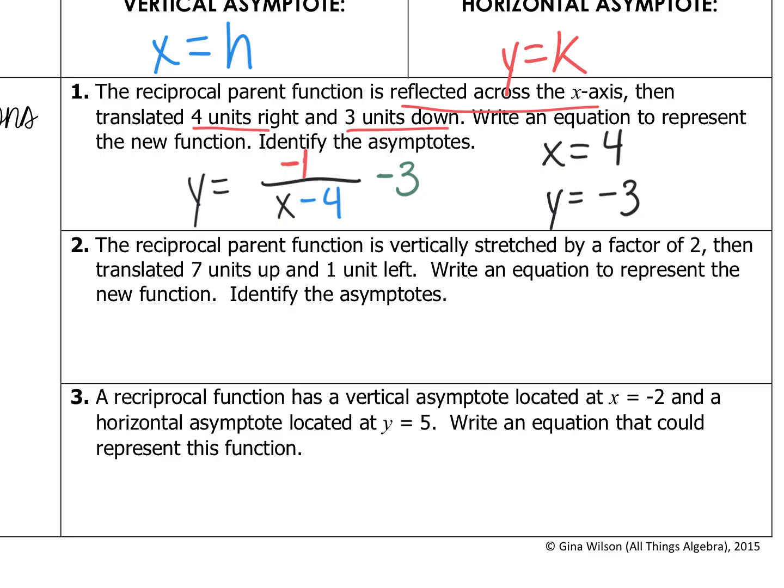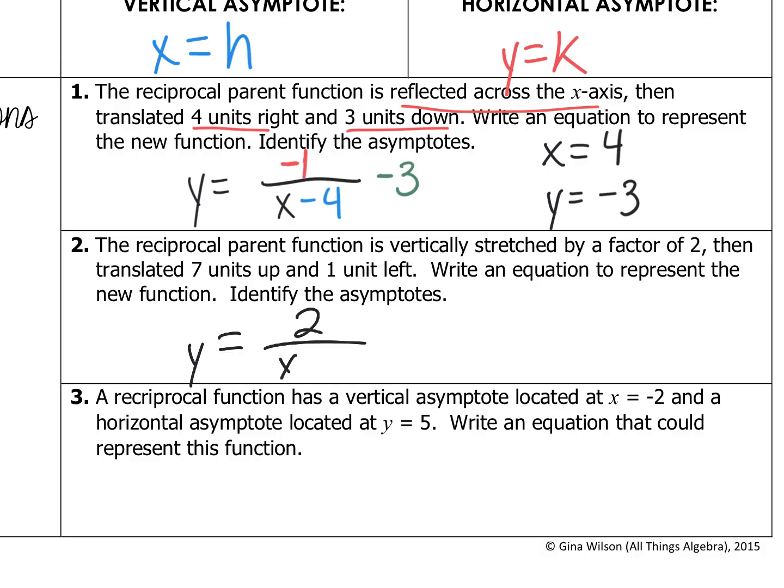Okay, I'm going to give you a minute. I want you to try 2 and 3. We're running out of time. On number 2, y equals, what do we think? 2 over x plus 1. Yep, that's right.